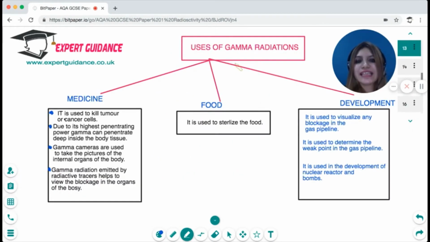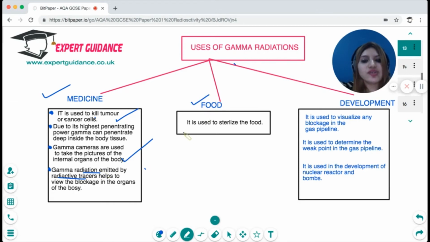Okay, next is the gamma radiation. In medicine, it is used to kill tumor cells, cancer cells. Why? Because it has highly penetrating power. So due to this highly penetrating power, it can penetrate deep inside the tissues. We can have gamma cameras, which can take pictures of the internal organs of the body. And the gamma radiation is emitted by radioactive tracers. We put the radioactive tracer inside the body. The radiation that they emit helps us to visualize blocked organs like blocked kidneys of the body.